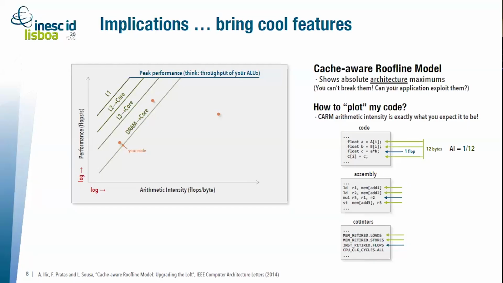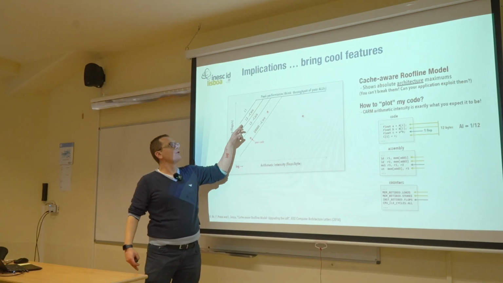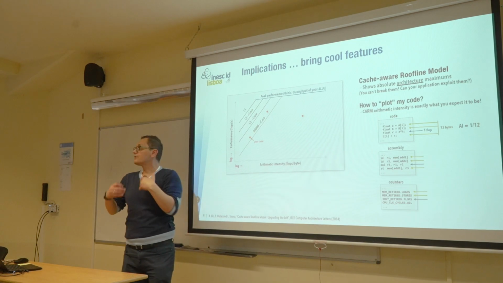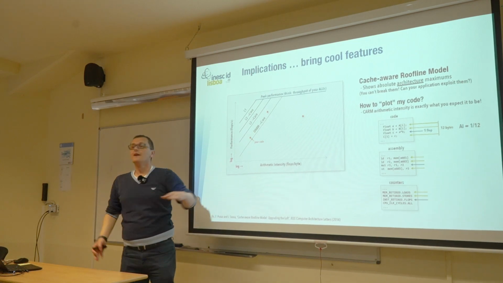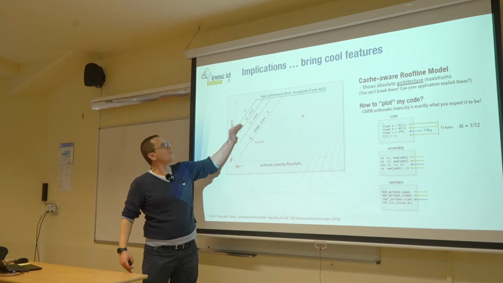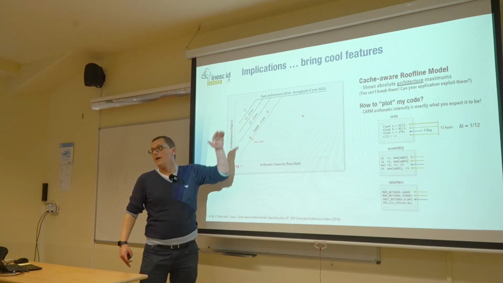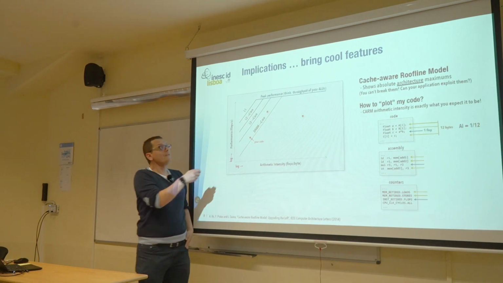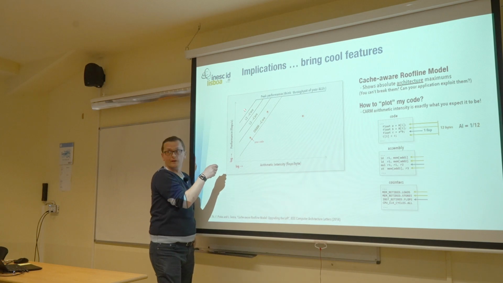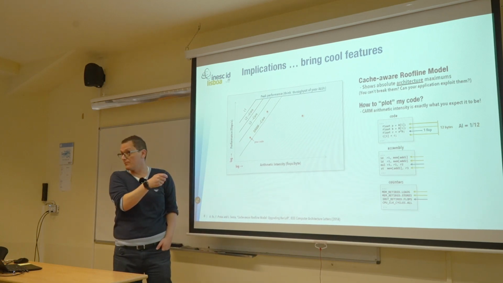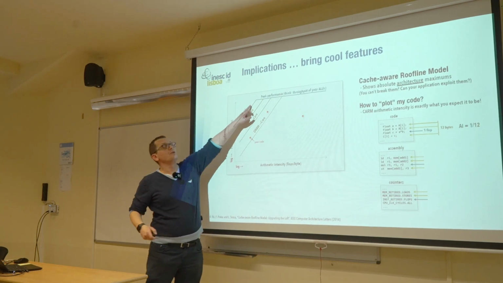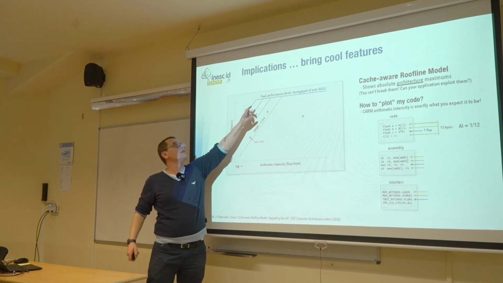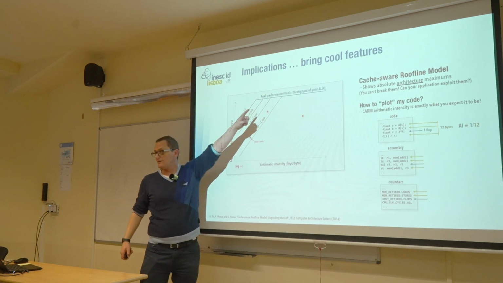Make sense? As you fetch your data from the cache levels closer to the core, they're closer, they're faster, you get more bandwidth. Obviously, they will give you more performance as you go. One thing you can notice is that even if you have all your data in L1, but you don't have enough flops to do, this would be your maximum. So there is no way you reach the peak performance of the architecture.